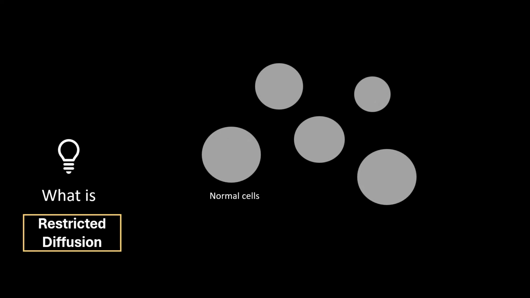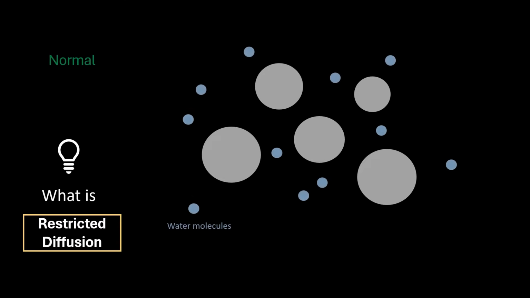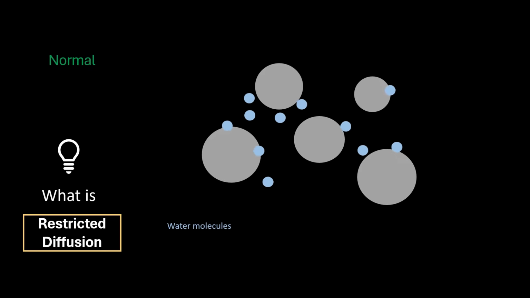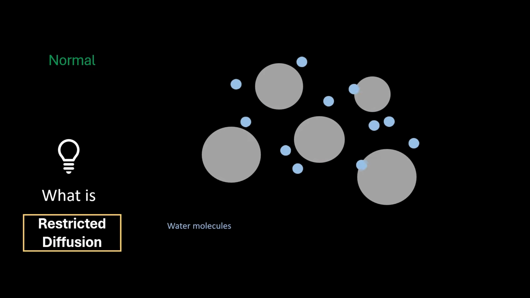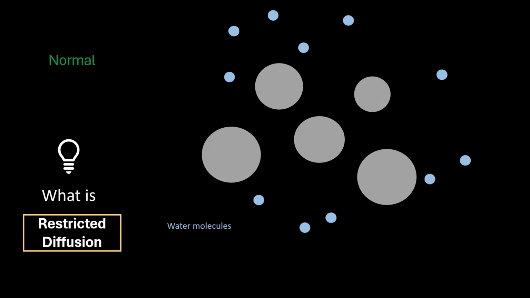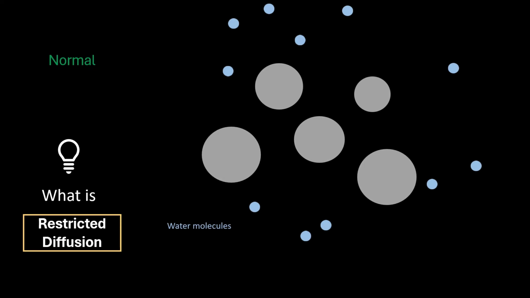Now, what is restricted diffusion? Let's look at this example where we have normal cells and water molecules around the cells, and normally these water molecules are free to move around the cells, meaning there is no restriction of diffusion normally.